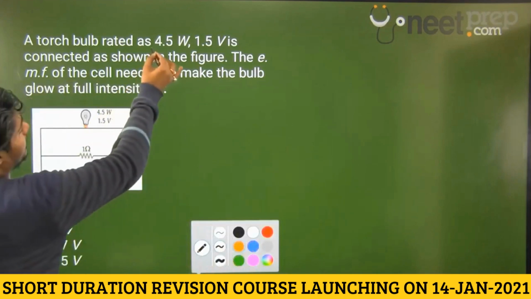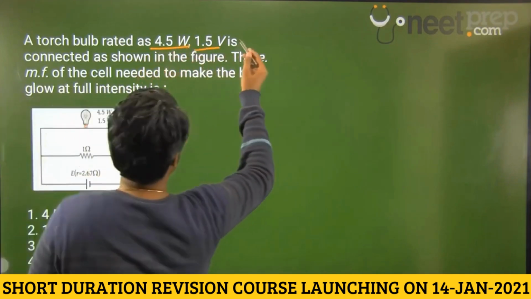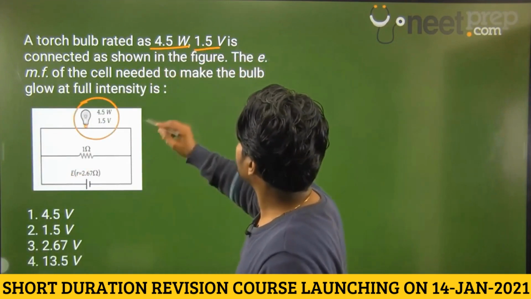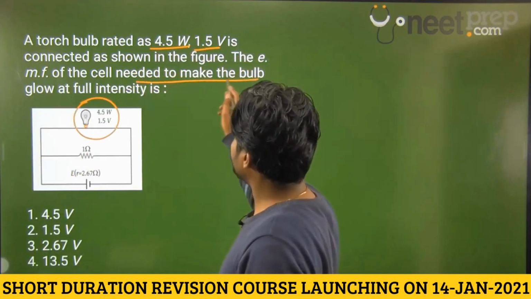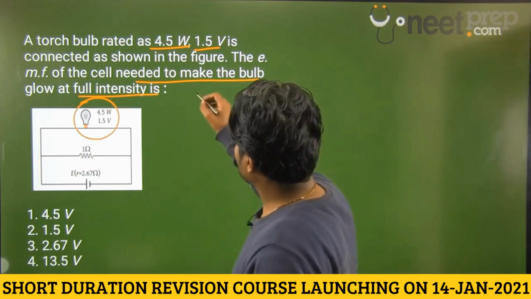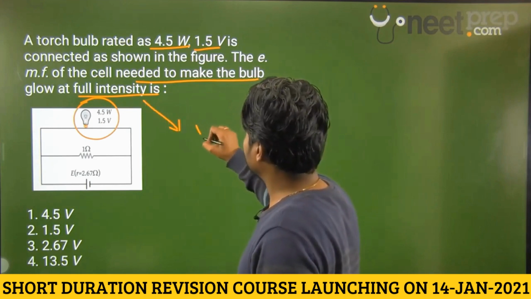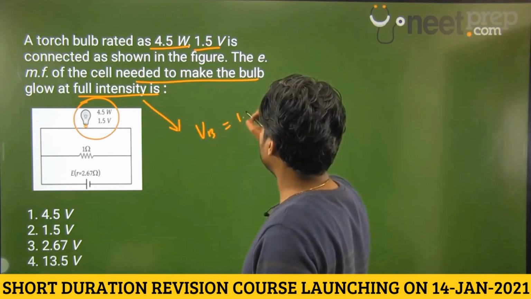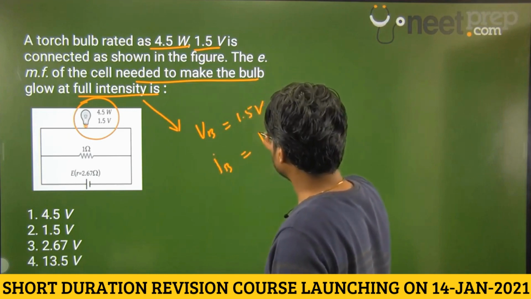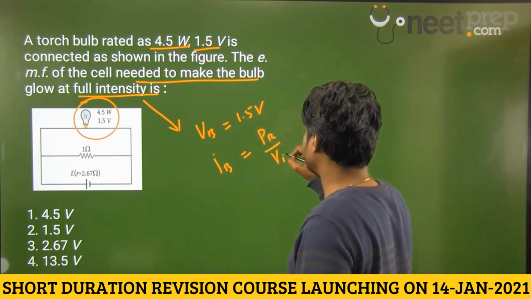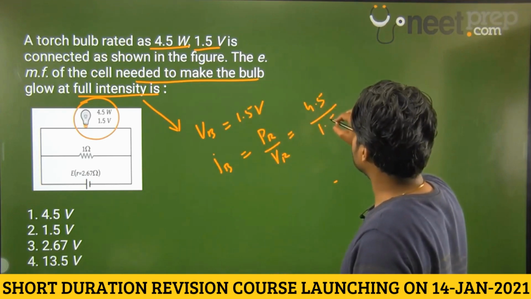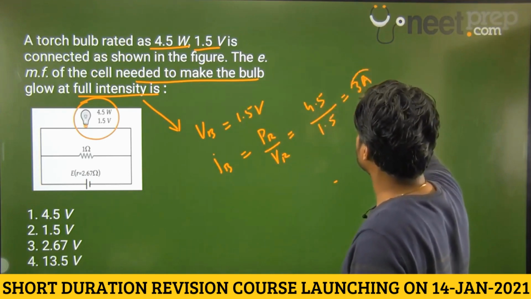A bulb is rated as, so this is the power rating and voltage rating for a bulb given. You can see the power rating and voltage rating of the bulb are given. The EMF of the cell needed to make the bulb glow at full intensity. So, to make it glow at full intensity, it means the voltage across the bulb should be 1.5 volt, and of course, the current inside the bulb should be equal to power rating upon voltage rating of the bulb. So, power rating is given as 4.5 and voltage is 1.5. So, 3 ampere current should flow through this.